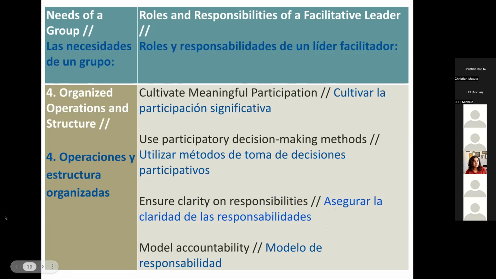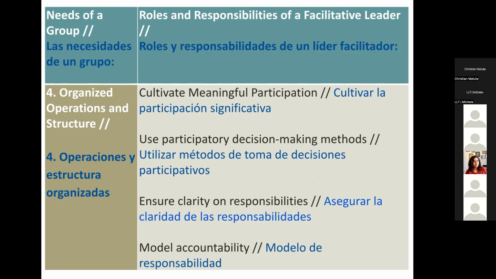Organize structure and process, organize operations, right? So what are some important roles here? Cultivating meaningful participation, right? Not busy work, but meaningful participation. You really want to get people's input, and you want them to know that their input matters. And it needs to matter if you want them to give the time to give their input, going back to the facilitation point from before.